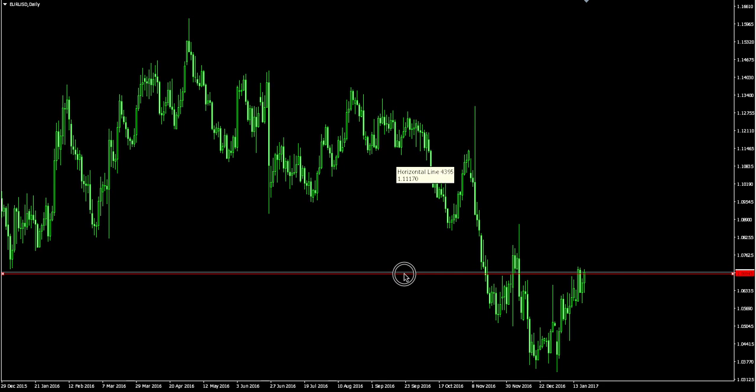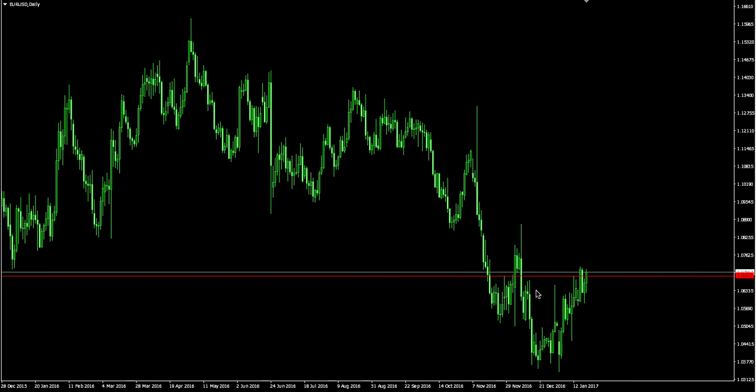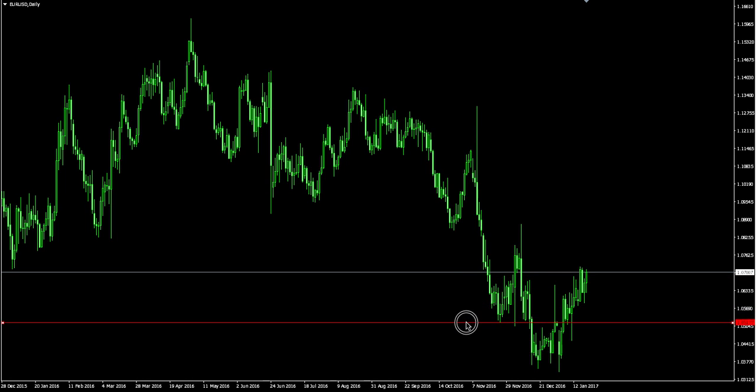I see a level right here, which is where the current price is resting. Okay, so that's one level. Why do I choose that level? Because you've got 5 touches. Okay, that's the reason why I chose that level. There's another level here.